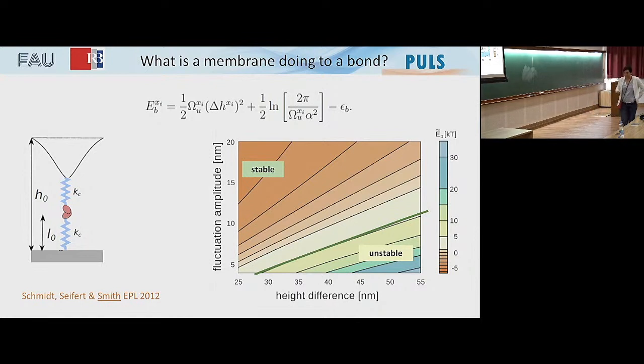The caveat: there is no such thing as a protein binding affinity in membranes. That does not exist a priori. It is system dependent. I can show you that I can vary the fluctuation amplitude of the cell, the membrane or the vesicle, whatever you want, or the height difference, and I can make a stable bond completely unstable. This is what this model allows me to do.